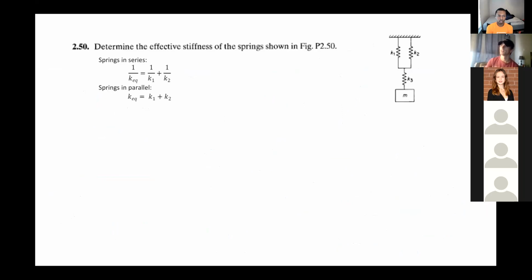Determine the effective stiffness of the springs shown in this figure. So now I'm just going to go straight to the formula sheet. We have these equations right here: springs in series versus springs in parallel. This is some easy stuff. We all did this in EE. So the first thing we're going to do is parallel, K1 plus K2.